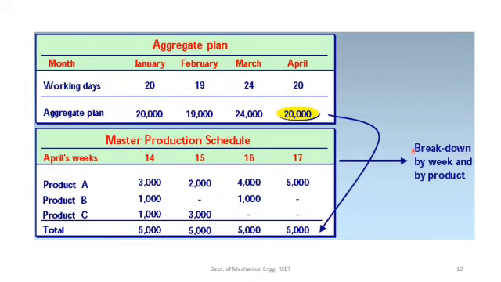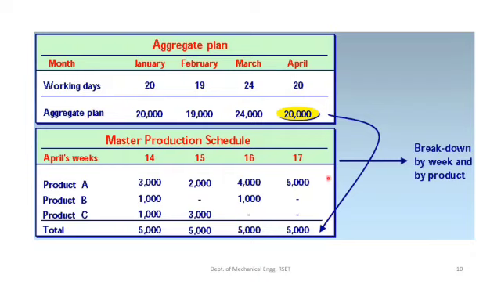So you break down the total monthly production required for the entire range of products produced by the plant into a weekly as well as product-basis breakdown. That breakdown by week and by product is what you do in the master production schedule. So it's an expanded or detailed form of the aggregate plan. In week 15, they have to produce only 2,000 units of A, no units of B, and 3,000 units of C. In week 16, the third week of April, they have to produce 4,000 units of A, 1,000 units of B, and no units of C.